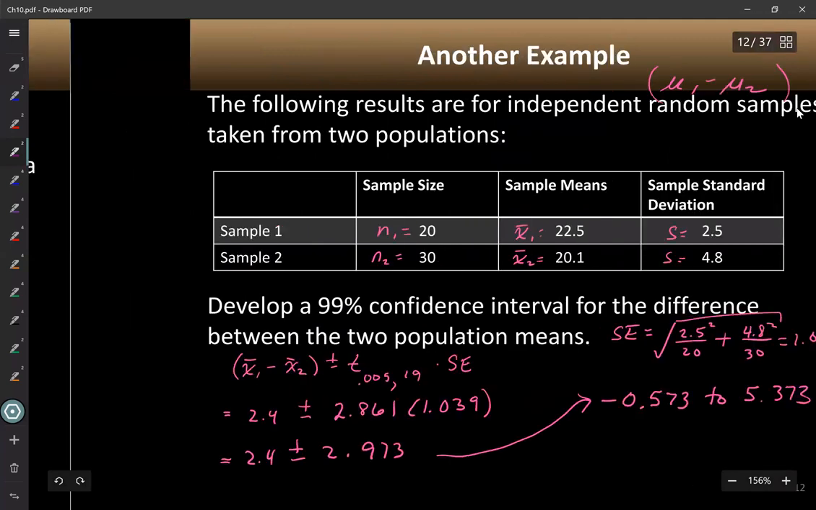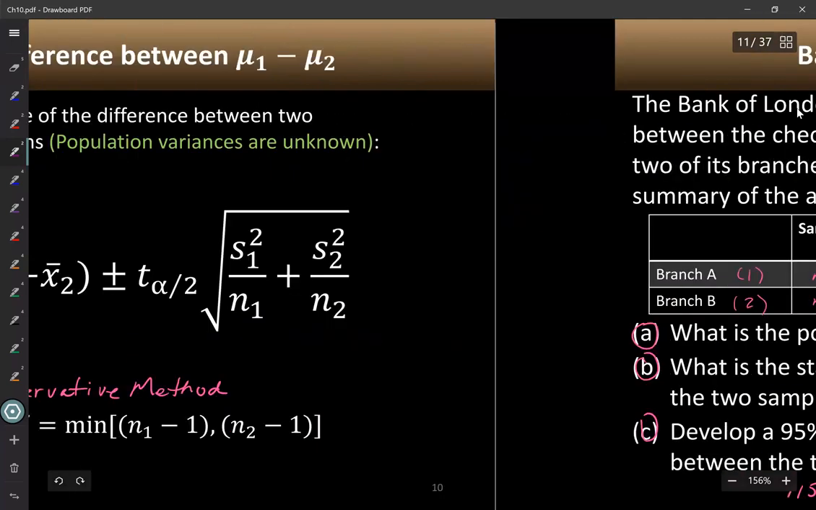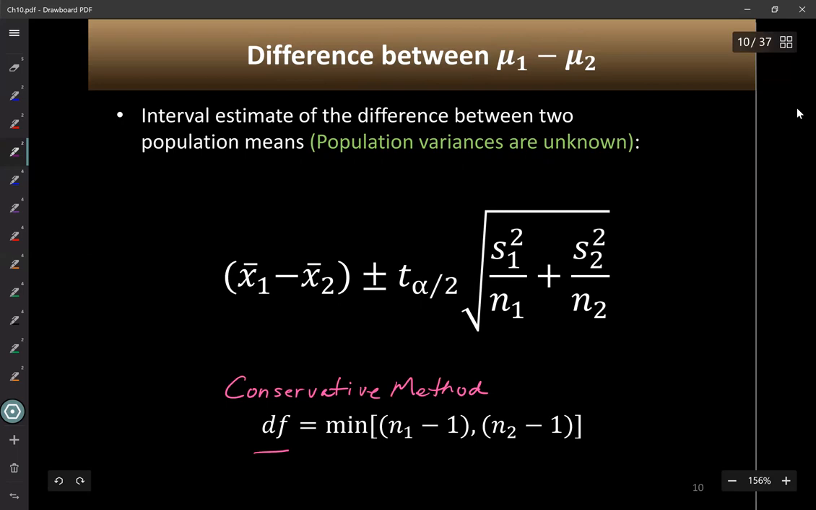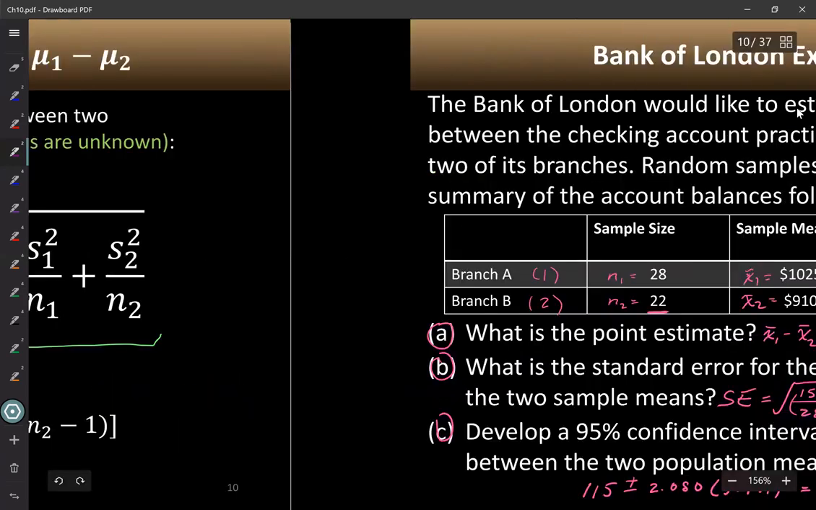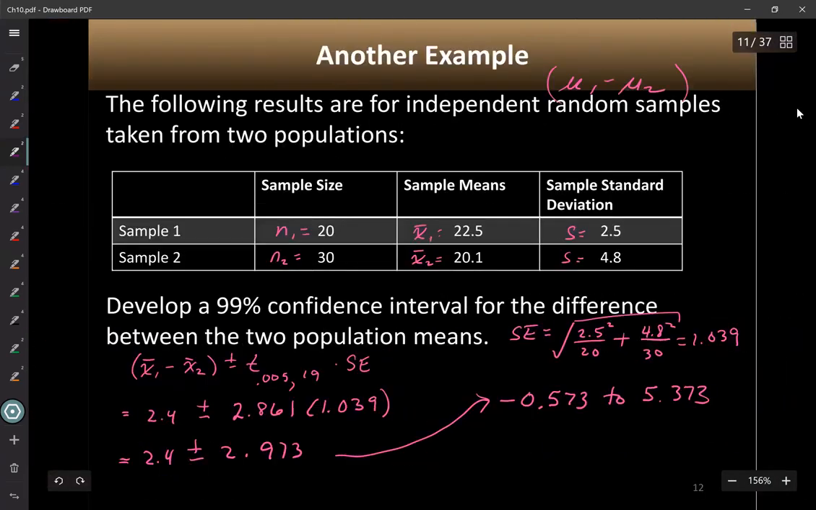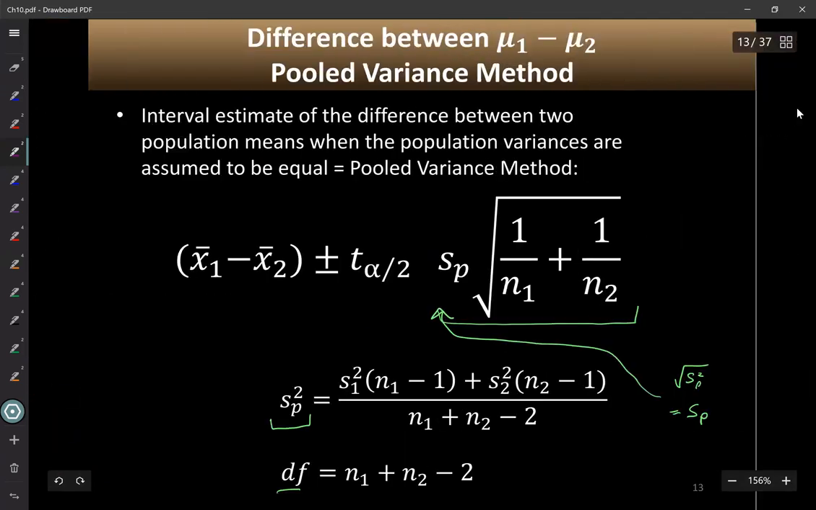So I'll just go back to refresh your memory. This here is the non-pooled variance method. This is the difference right here. We use this square root. That was the standard error. And so the standard error is different for the pooled variance method. You can see right here the difference. So this is the standard error for the pooled variance method.